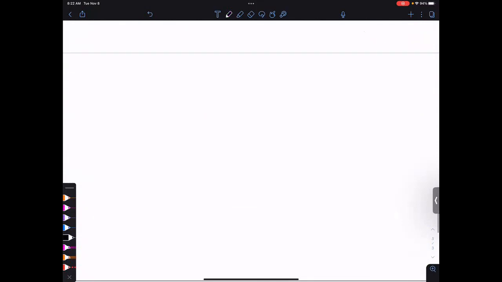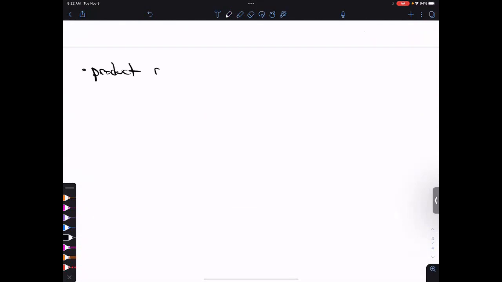There's kind of 3 things that we get. One is the product rule for simplifying multiplication.